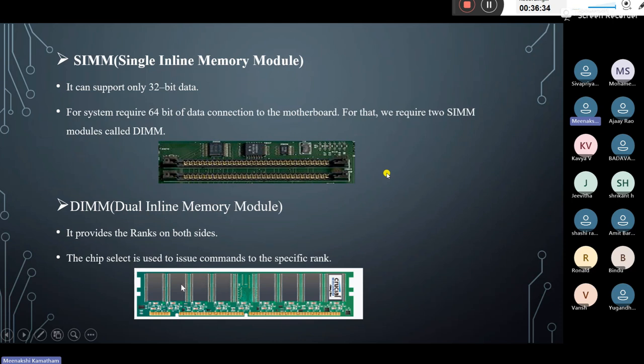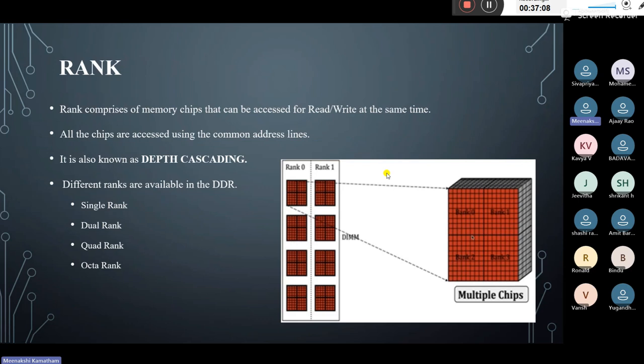So one side we are considering 64 bits of data, and the other side we are considering 64 bits of data, and it provides the ranks on both sides. DIMM is nothing but providing ranks. As I mentioned, chip select is mainly used to select the specific rank. For example, in this DIMM we have rank 0 and rank 1. So according to which rank we need to select, the chip select signal should be used.